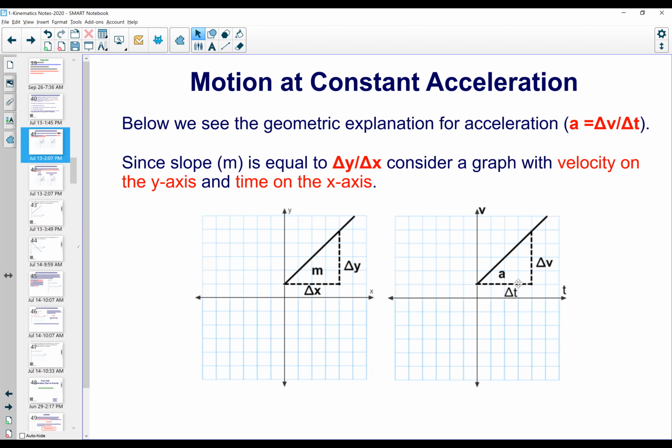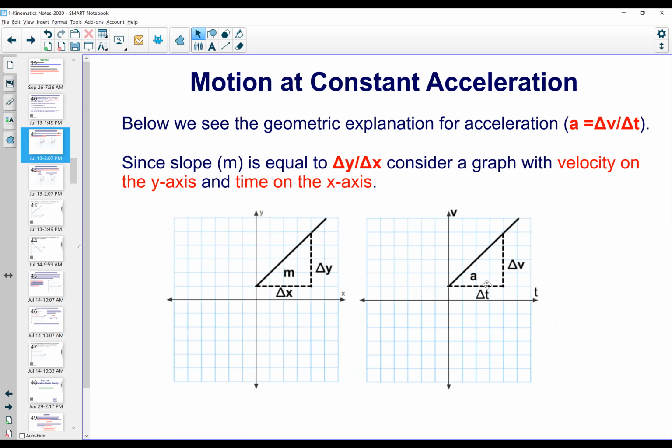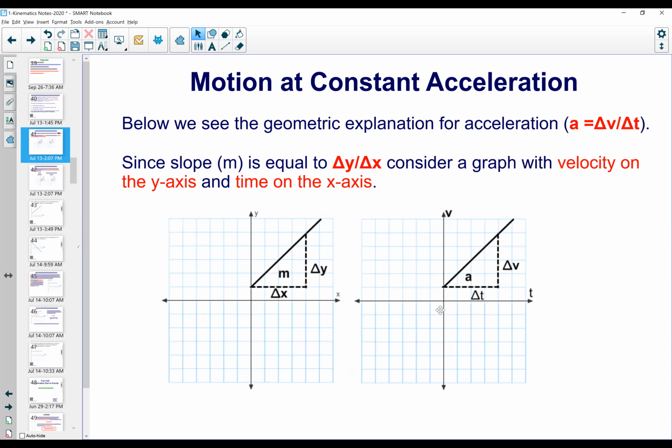And then on the right graph, they're just showing you, that is actually what we're doing if it's velocity on the y and time on the x. Change in velocity over change in time is the slope, but change in velocity over change in time is also the acceleration. So the slope of a velocity time graph is the acceleration. And that's the key factor here.